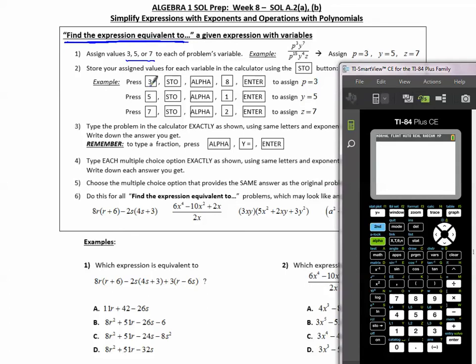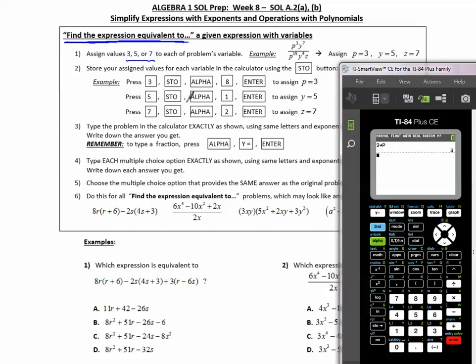So see the steps that I need. 3, store, alpha, 8, enter. So always type the number first, and then the store button, that says STO with the arrow, and then alpha to get the letter, and then 8 because there's a P in green above the 8. So now I press enter, and it will know that when I press the letter P, it will mean I'm putting 3 in there for it.